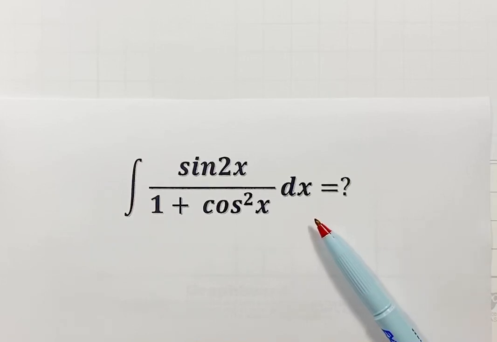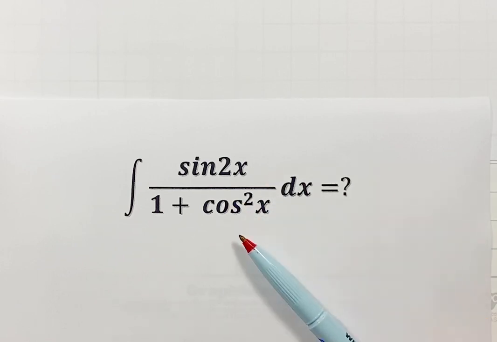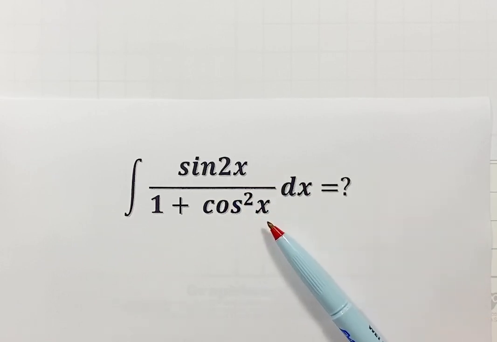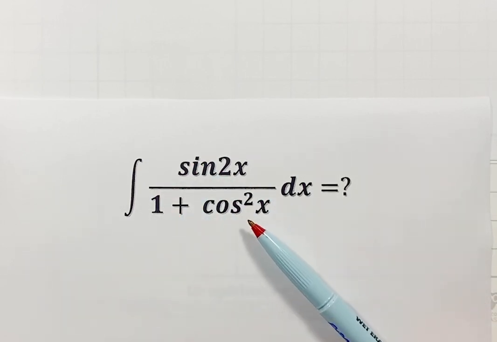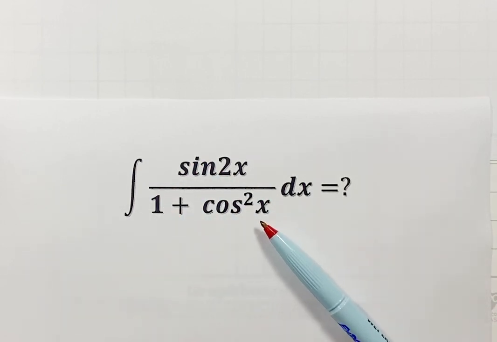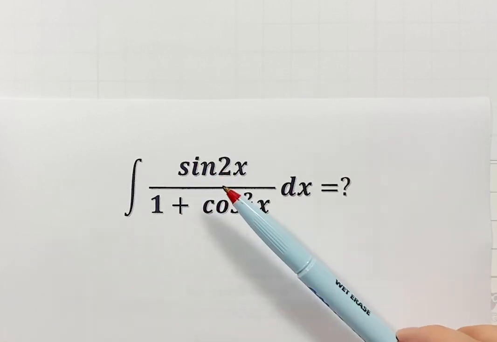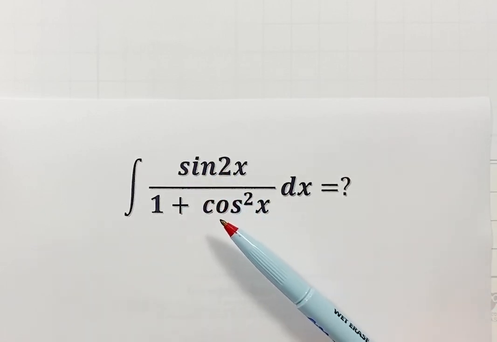Find the indefinite integral of sine 2x over 1 plus cosine x squared. How to solve this question? Because the inside function looks complicated, we cannot integrate right away. So we have to change the integral to make it easier to integrate.